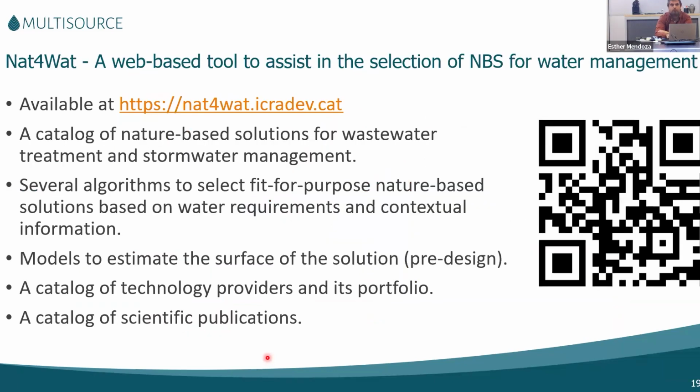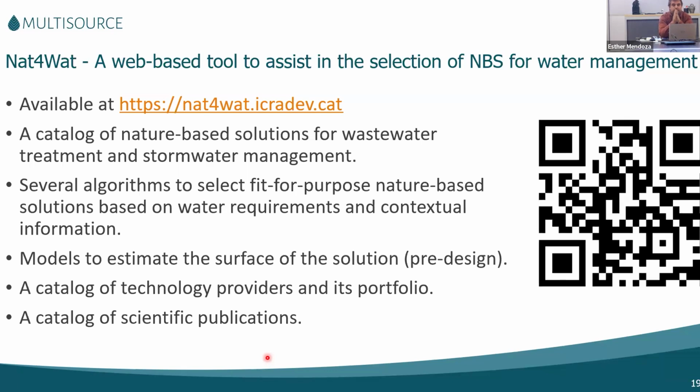So our proposal is Net for What, which is a web-based tool, and that is already available at this address, or also using the QR code, notforwhat.icradep.cat. And what is Net for What in a nutshell? Net for What is a catalog of nature-based solutions for wastewater treatment and for stormwater management, for both. Net for What also has several algorithms to select fit-for-purpose nature-based solutions based on the scenario defined by the user.